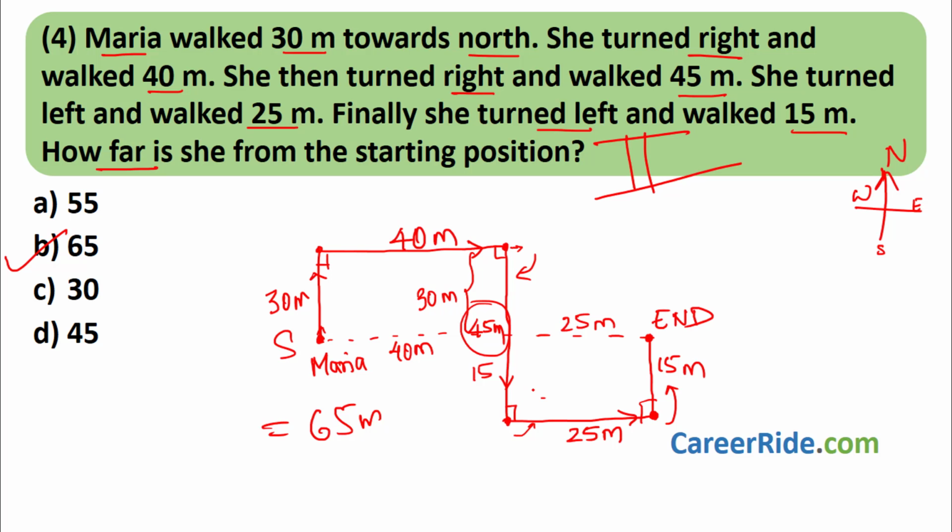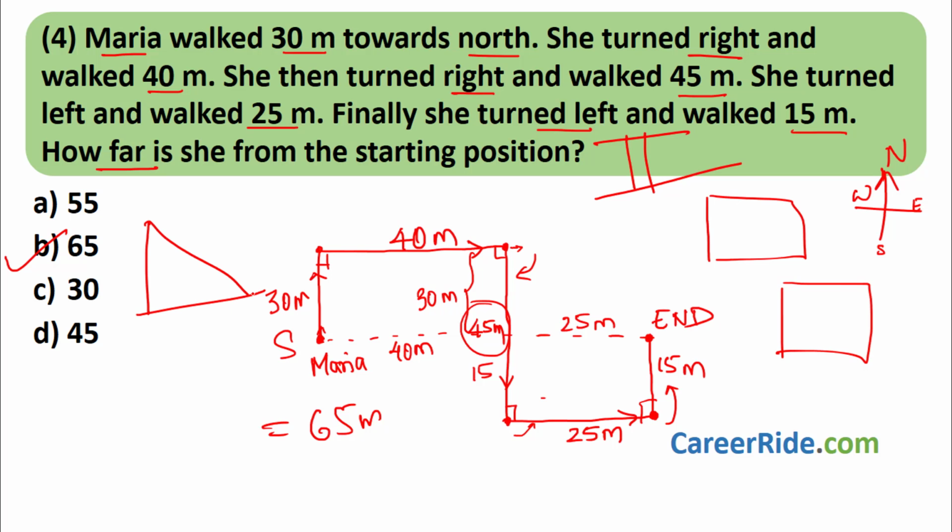Whenever they give you direction sums, please remember, when you have to find the starting or ending position, always remember that familiar geometrical figures would be formed, like a square, like a rectangle, okay, or a right angled triangle. It can be like this, it can be like this, or it can be like this also, okay. So, familiar diagrams would be formed.